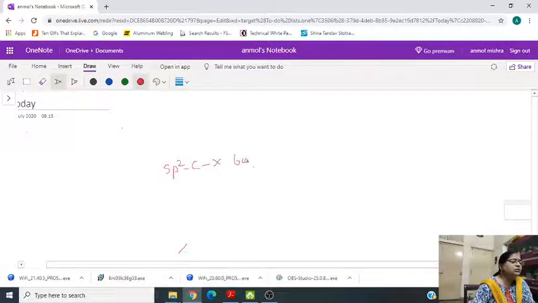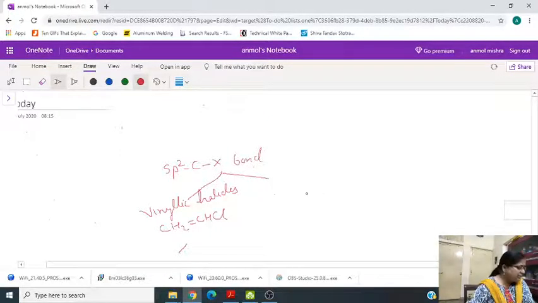sp2 C-X bond. They are of two types. First is vinylic halides. Under vinylic halides, a vinyl group is present, and second is aryl halides. One more example we can take here under vinylic halides.